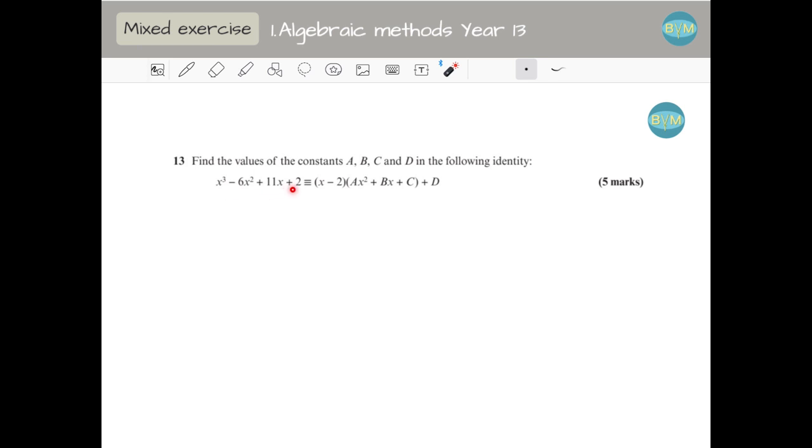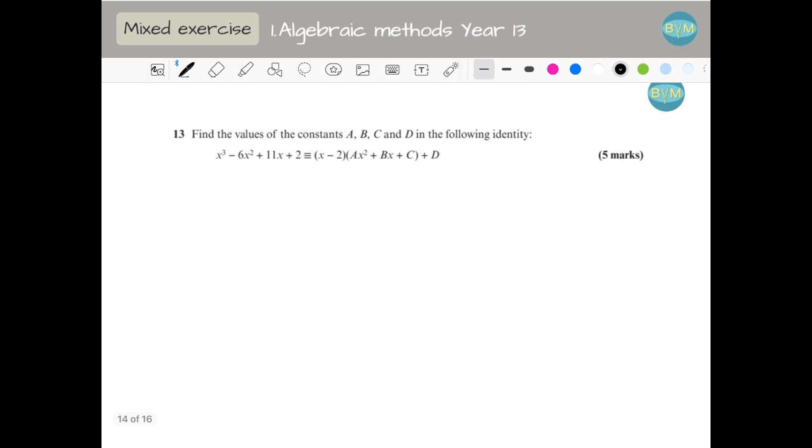So if we divide this polynomial by this one, that means that this polynomial can be written as the divisor, the quotient, and the remainder. So I'm going to do long division and you're going to see in a minute. So we are going to divide x cubed minus 6x squared, and that's, I think, faster. So we are going to divide by x minus 2.